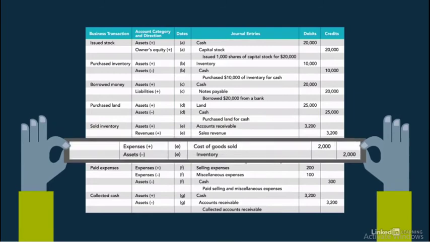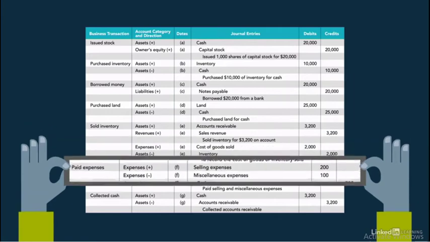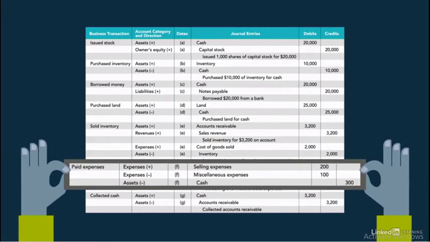Now, the second journal entry associated with transaction E records the reduction in our inventory, an asset, because the inventory was sold. We debit the expense account, cost of goods sold, to recognize the expense, and we credit inventory to recognize the decrease in our inventory account. Now, entry F simply recognizes that the company spent cash and incurred two different types of expenses, selling expenses and miscellaneous expenses. Expenses are reductions in the retained earnings account, and retained earnings goes down with debits. Our cash account goes down with the credit.